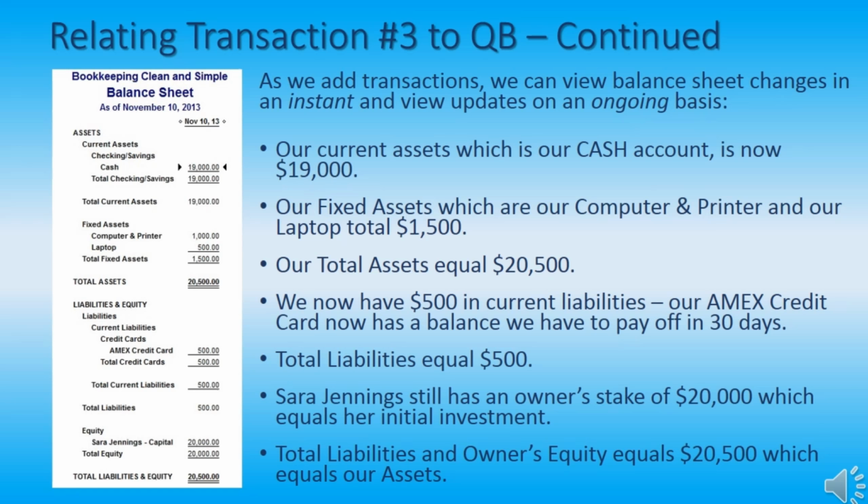Sarah Jennings still has an owner's stake of $20,000, which equals her initial investment, and that has not changed. Our total liabilities and owner's equity equals $20,500, which equal our assets. Everything remains in balance. Now let's move on to transaction 4.